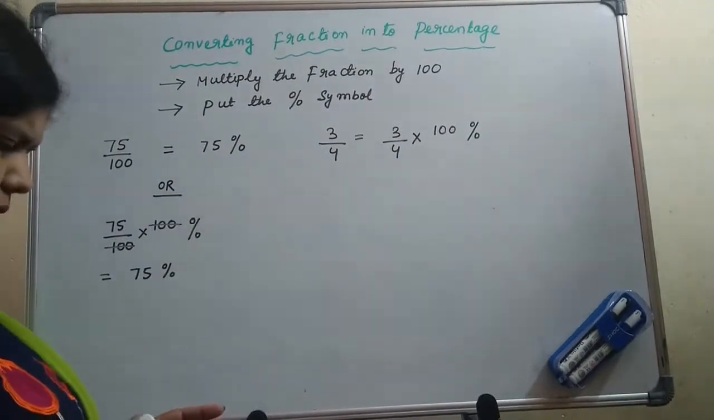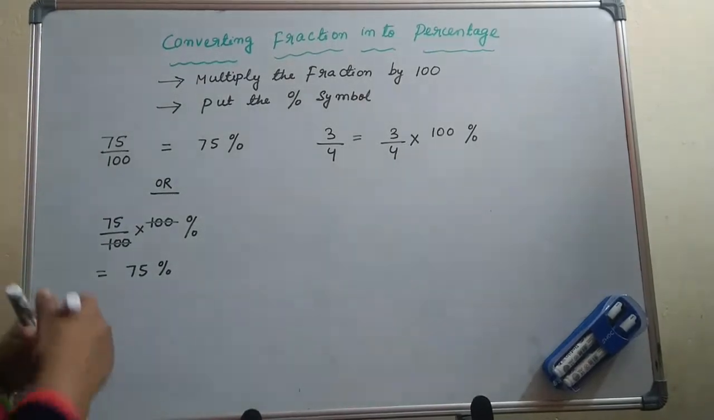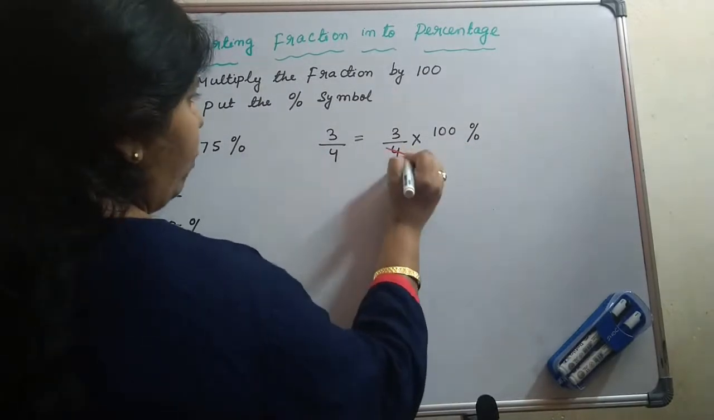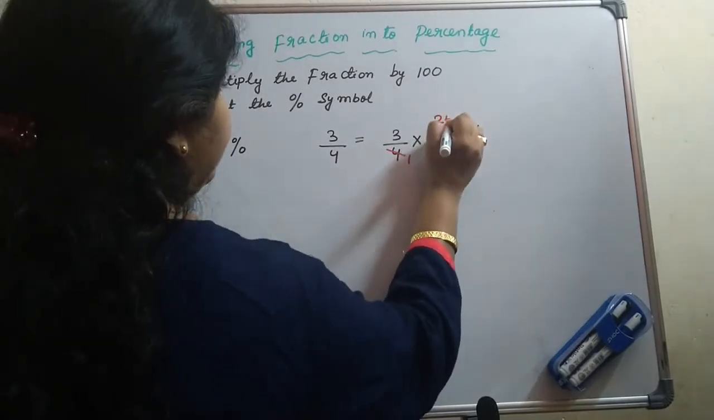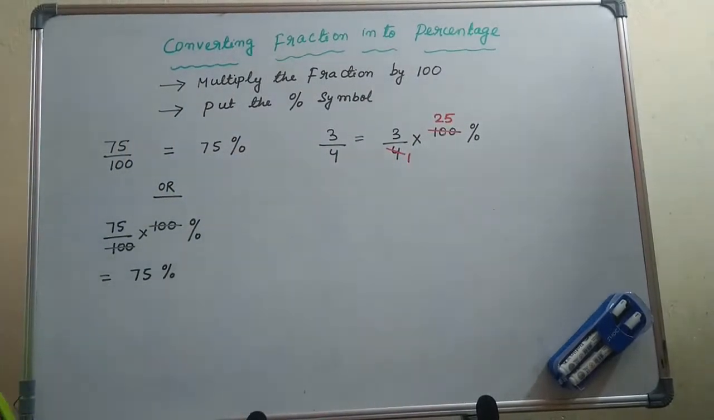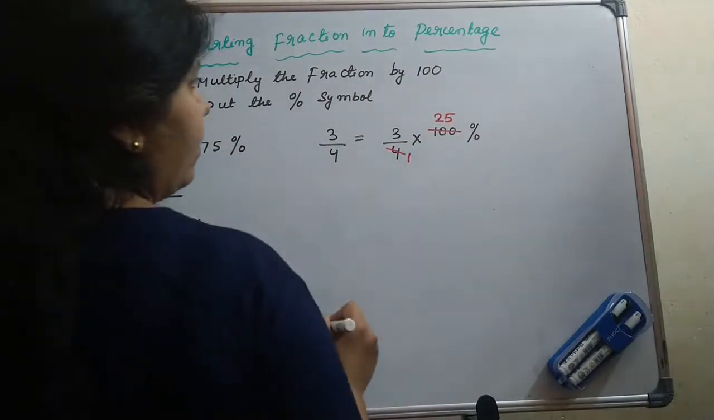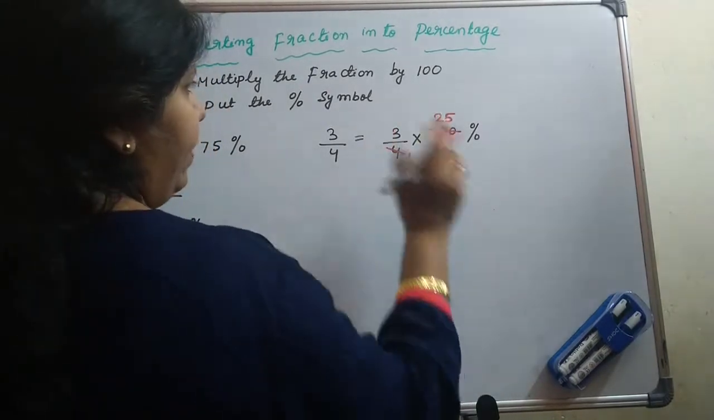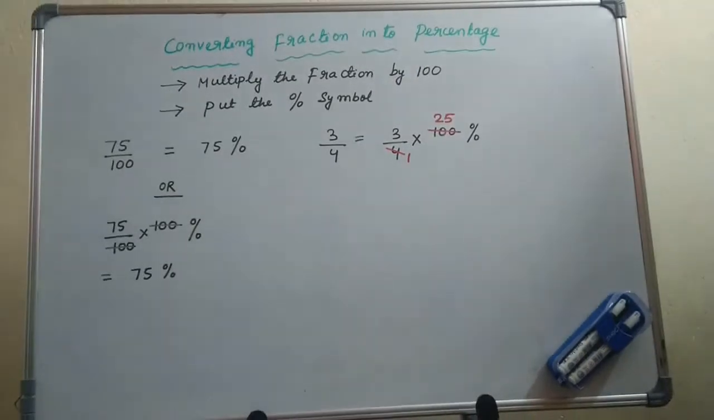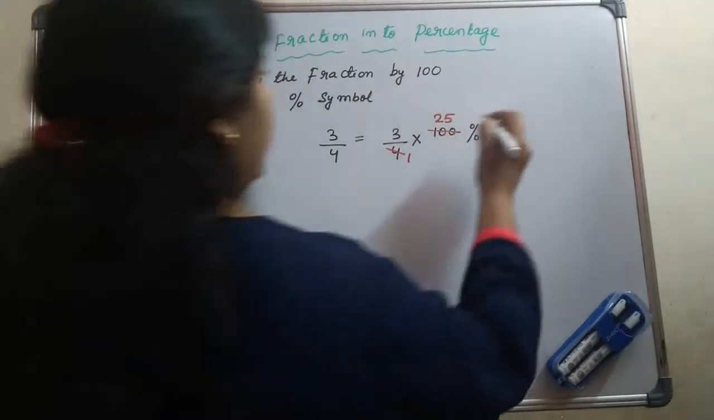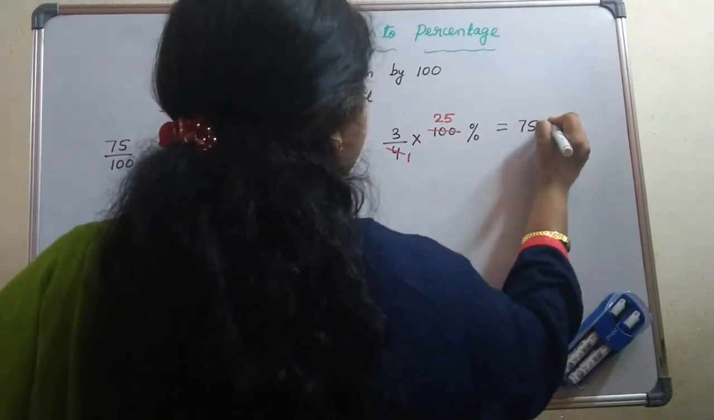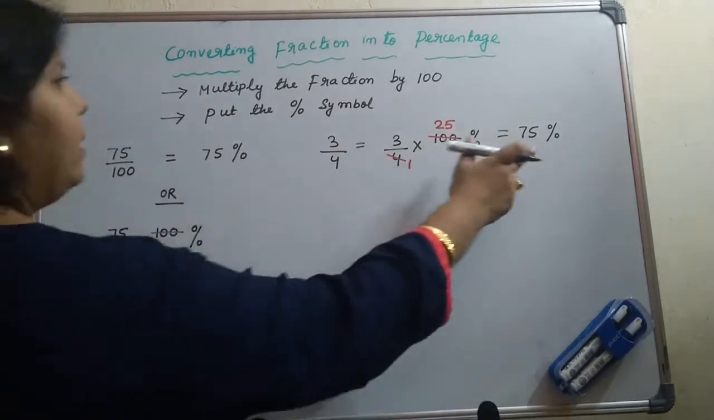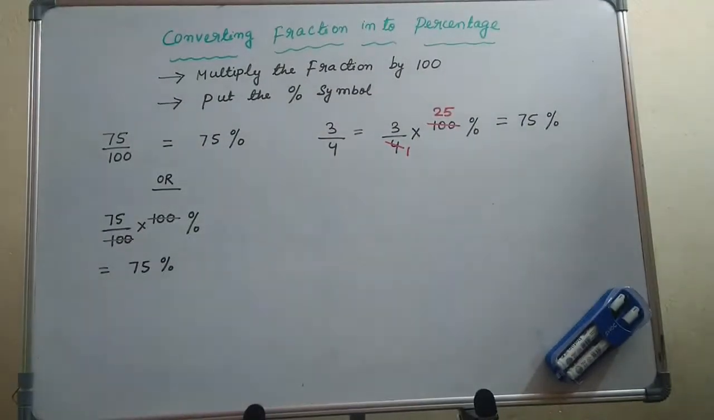So let us cut now. We know that 4 and 100 have a common factor, that is 25. 4 ones are 4 and 4 25s are 100. So 4 can cut 100 by 25. Okay. So 25 into 3. What will you get? 25 3s are 75%. So 3 by 4 is nothing but 75%.